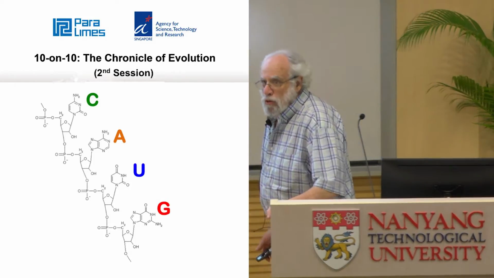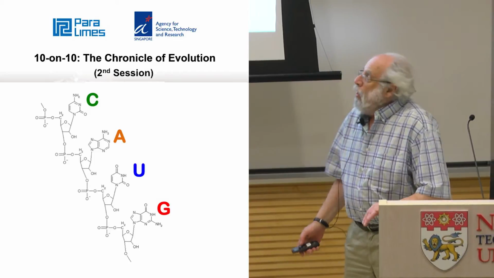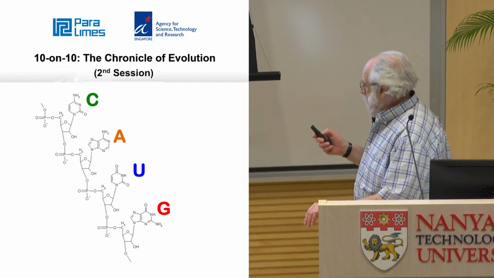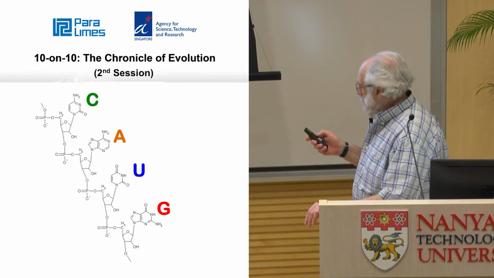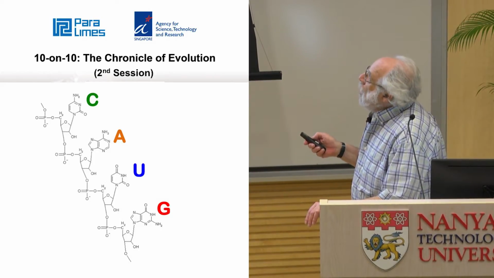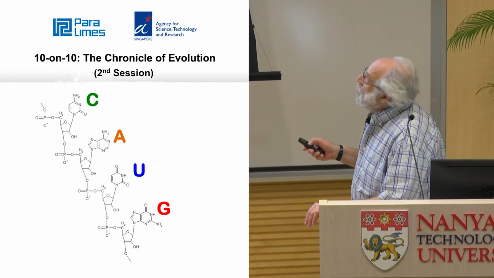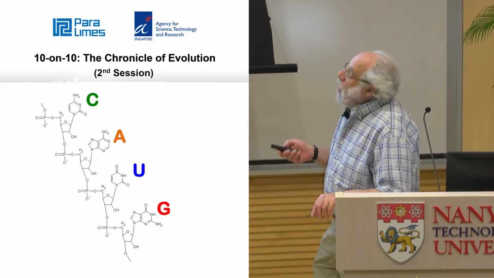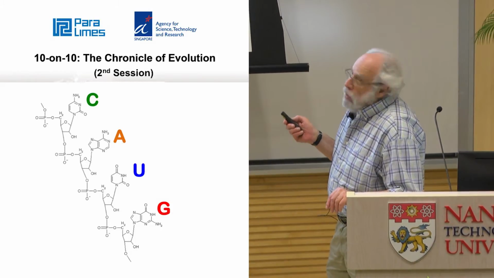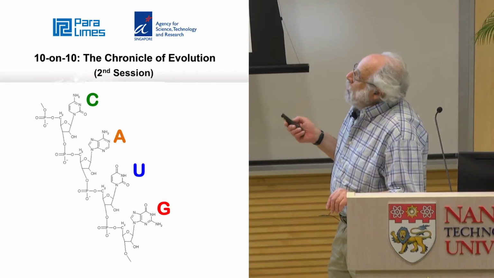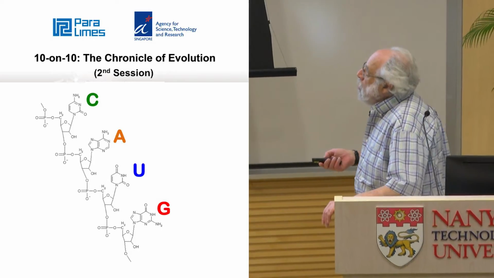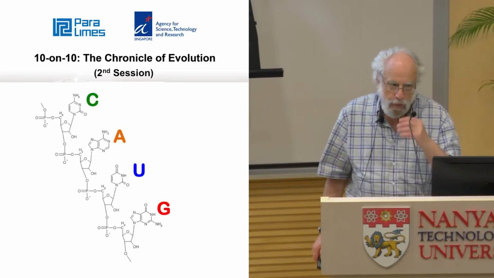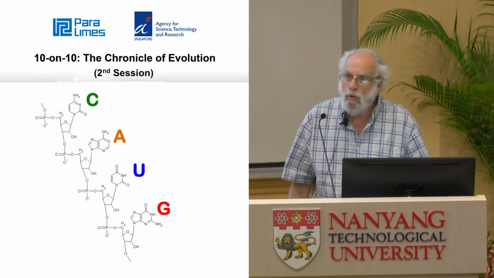Now, the actors you've already seen are, of course, the nucleotides. Here, are the nucleotides C, A, U, and G. G and A are, of course, purine nucleotides. C and U are pyrimidine nucleotides. So those are actors number one.